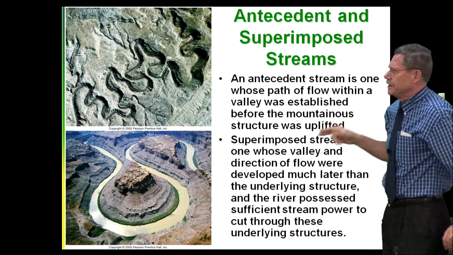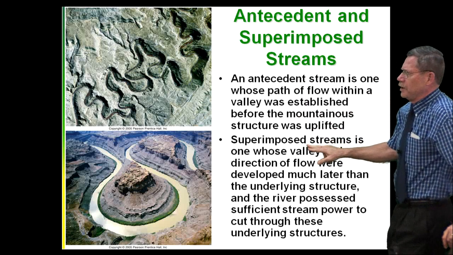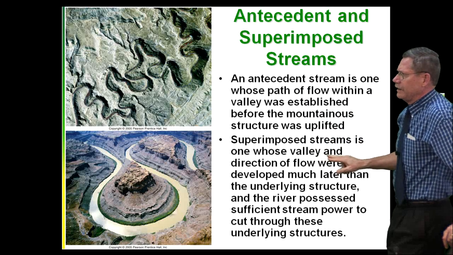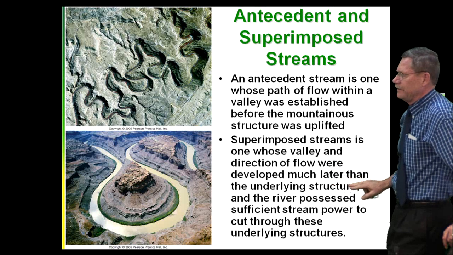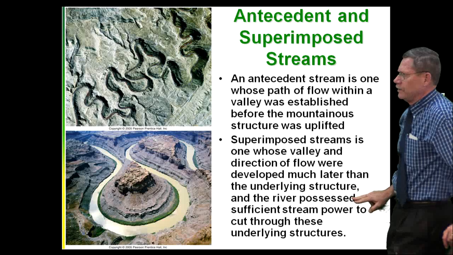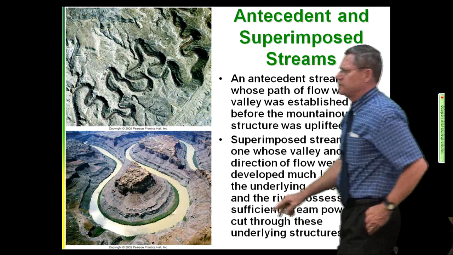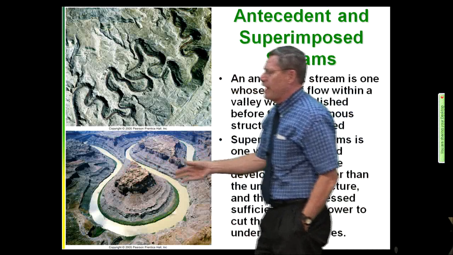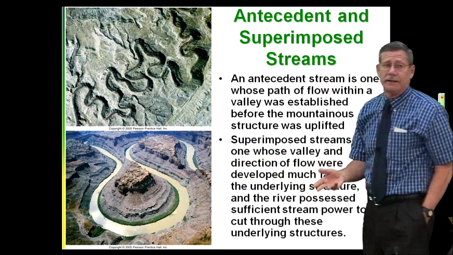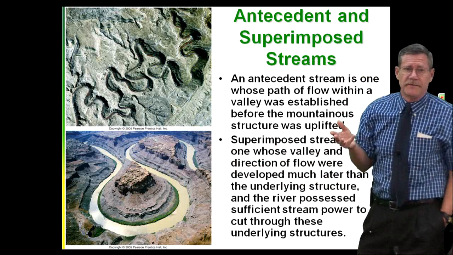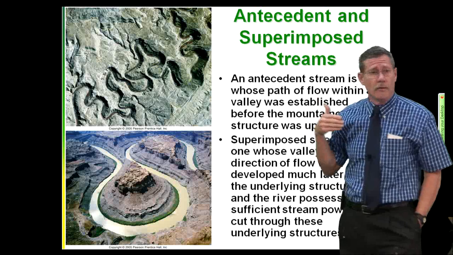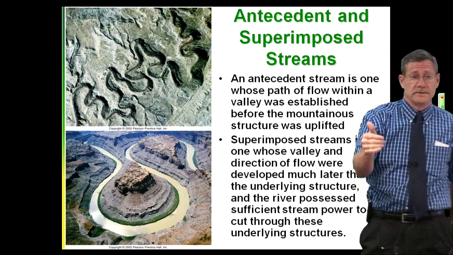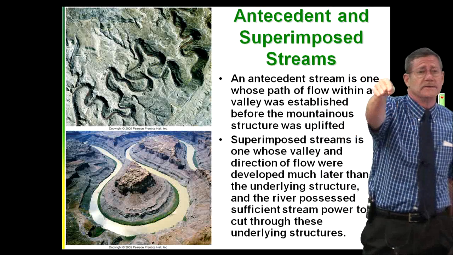So that's antecedence. Superposition, superimposed streams, are one whose valley and direction of flow were developed much later than the underlying structure. And the river possessed sufficient stream power to cut through these underlying structures. And this is a lot of what we have back in the Appalachian, Allegheny, Great Smoky Mountains uplift. In fact, we even look at the French Broad River, which runs through Knoxville, Tennessee. It goes all the way through the heart of the Great Smokies, which go up to 8,000 feet, all the way over to Asheville, North Carolina.